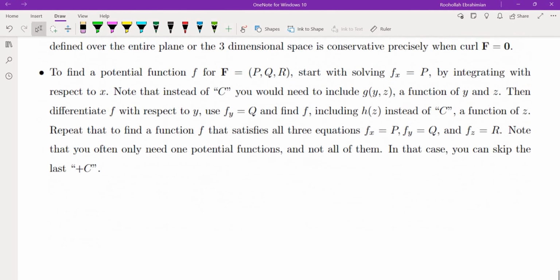To find a potential function f, we set up the system of equations f sub x equals P, f sub y equals Q, and f sub z equals R. Solve f sub x equals P by integrating. Then instead of plus c, we set plus g of y, z. Then you plug it into the second equation. Integrate, instead of plus c, set h of z, and then plug it into the third equation and get our final answer. Typically, we only need one potential function, so you don't really need a plus c at the end.